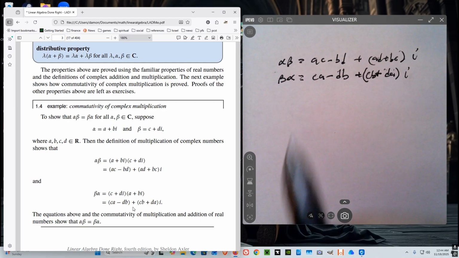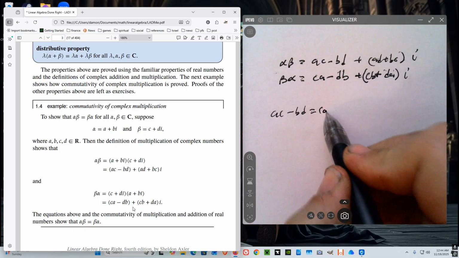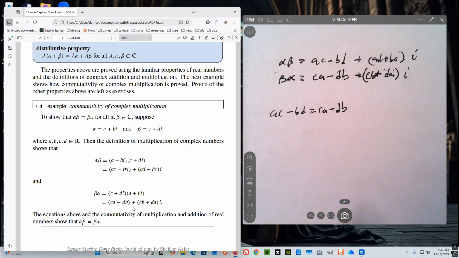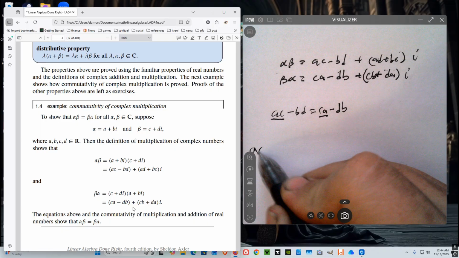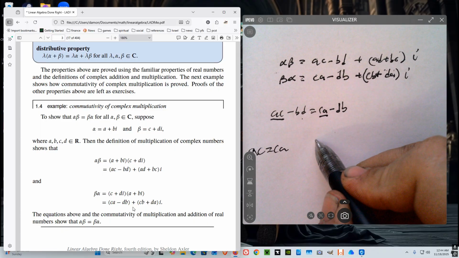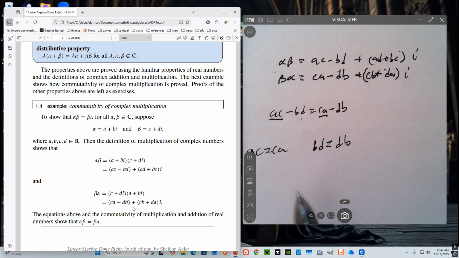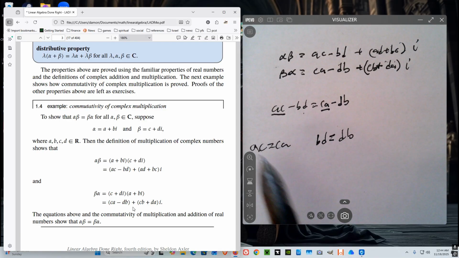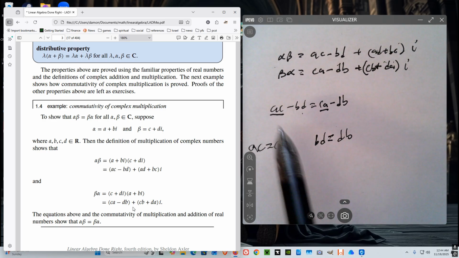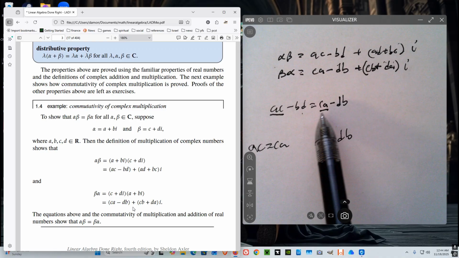Now if these two are going to be equal, this AC minus BD will have to equal CA minus DB. What will make that work is if AC and CA are equal and BD and DB are equal. But what were A, B, C, and D? Those were real numbers. So you already know from the properties of real numbers that AC does equal CA and BD equals DB. So in fact, what this is from the left to the right is commutativity of real numbers.